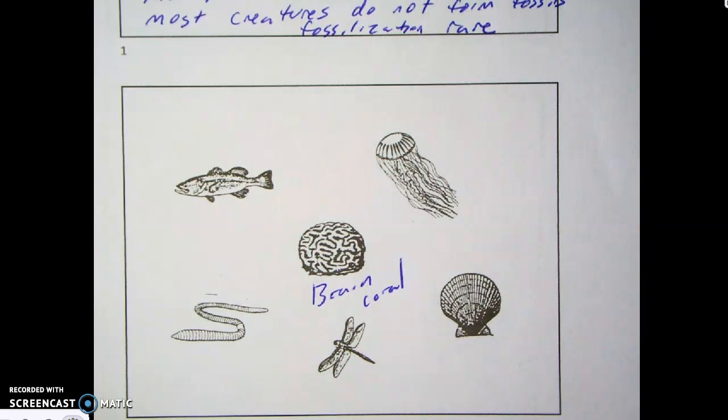A coral is kind of an interesting animal. It's actually a colony of animals. And if we look at coral, we have a hard shell-like material. This is called brain coral. It's a type of coral because it looks kind of like a brain. But it consists of a hard shell-like material.